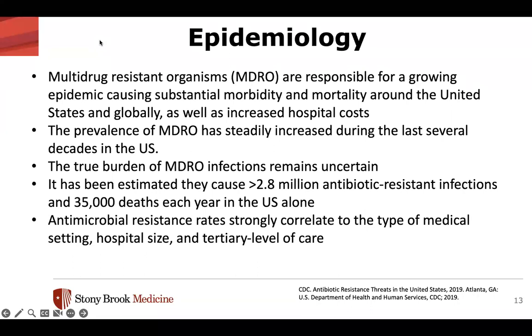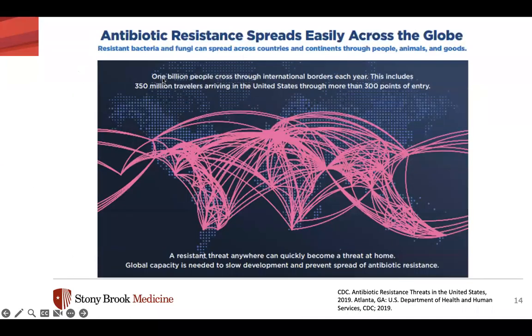Antibiotic resistance is not only a US problem, but a global crisis. I have a slide on the global spread of antibiotic resistance. Resistant bacteria and fungi can spread across countries and continents because people constantly travel between countries, and they could spread through people, animals, and goods.